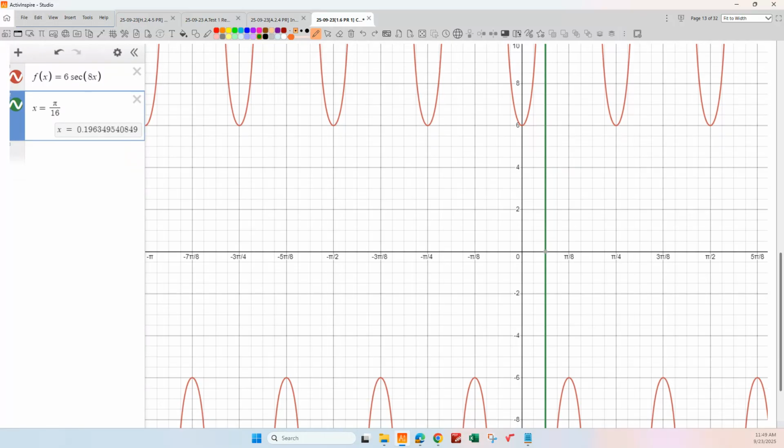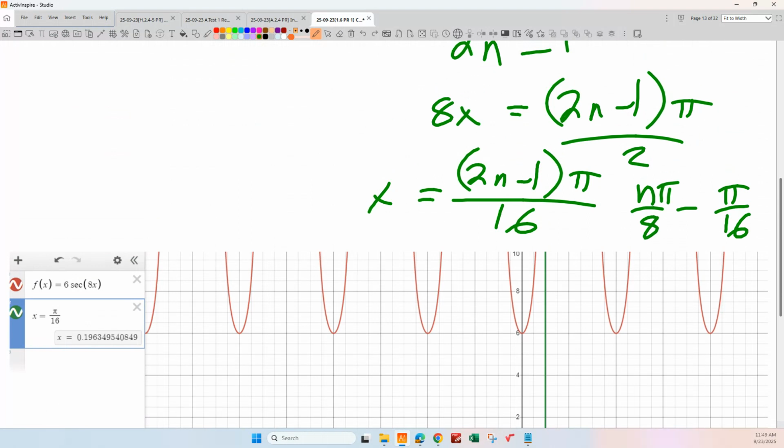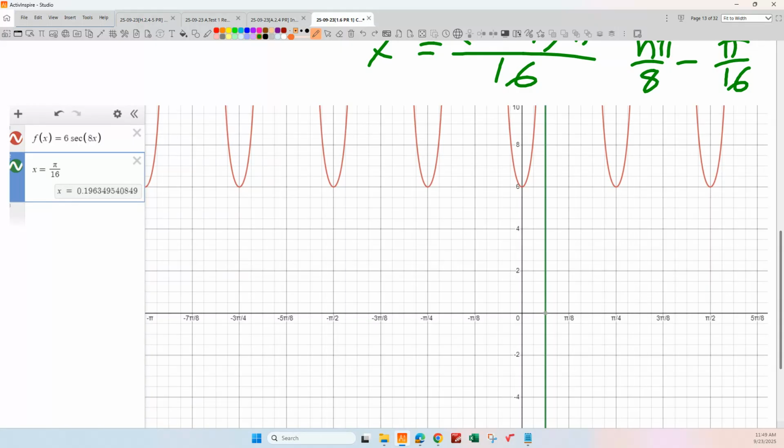If n equals 2, I would get, let's see, that's going to give me 2/8 pi minus 1/16. So that's like 4/16 minus 1/16 is 3/16, right? Oh, what do you know? At 3/16 pi, I get another asymptote. Okay? I just represented all of them.